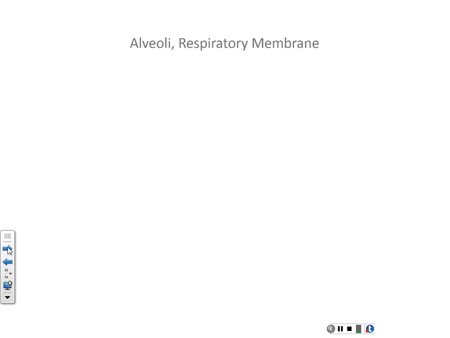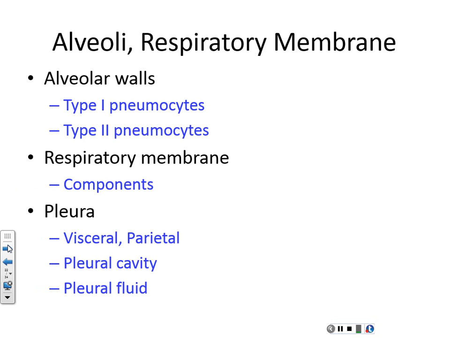Structurally, the pneumocytes: type 1 pneumocytes are the squamous flat cells for gas exchange, of which there are 90%, and then these are the type 2 pneumocytes, which are the cells that produce surfactant.